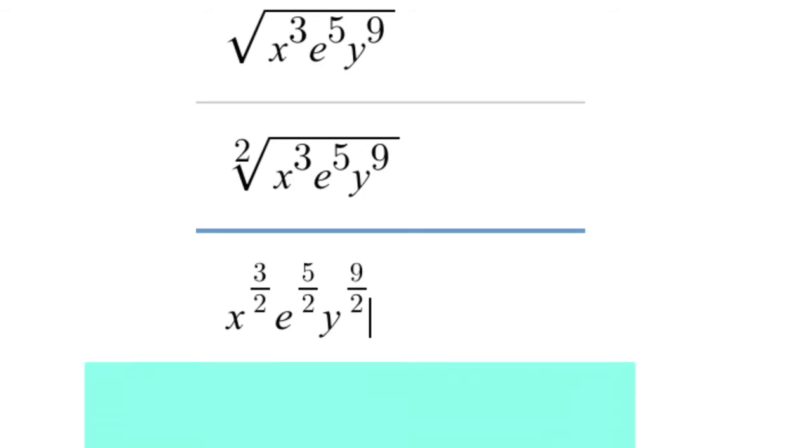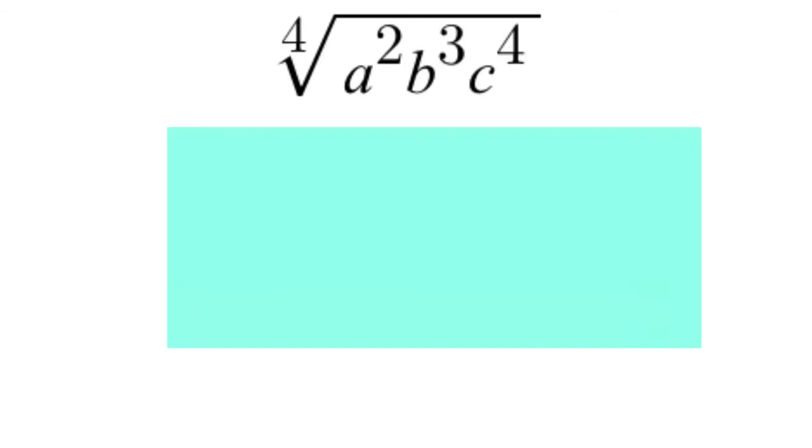So your turn. Okay, so here's our next problem. The quad root of a to the 2nd, b to the 3rd, and c to the 4th. So I'm going to give you 15 seconds to try this problem, and that's going to start now. Okay, so what did you get?